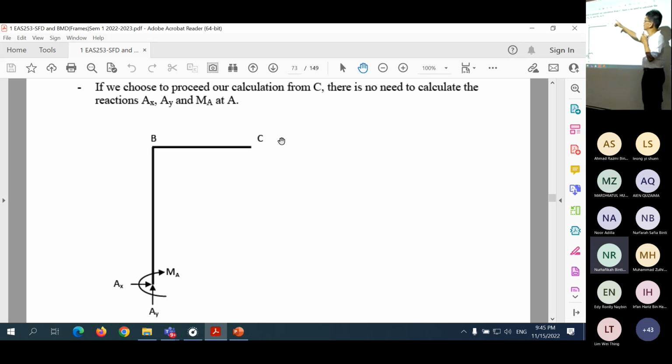Okay, if we choose to proceed our calculation from C, you cut here, then you take this part. You cut here, you consider this part. You don't have to calculate the reaction forces. So this is how we are going to proceed for this example.